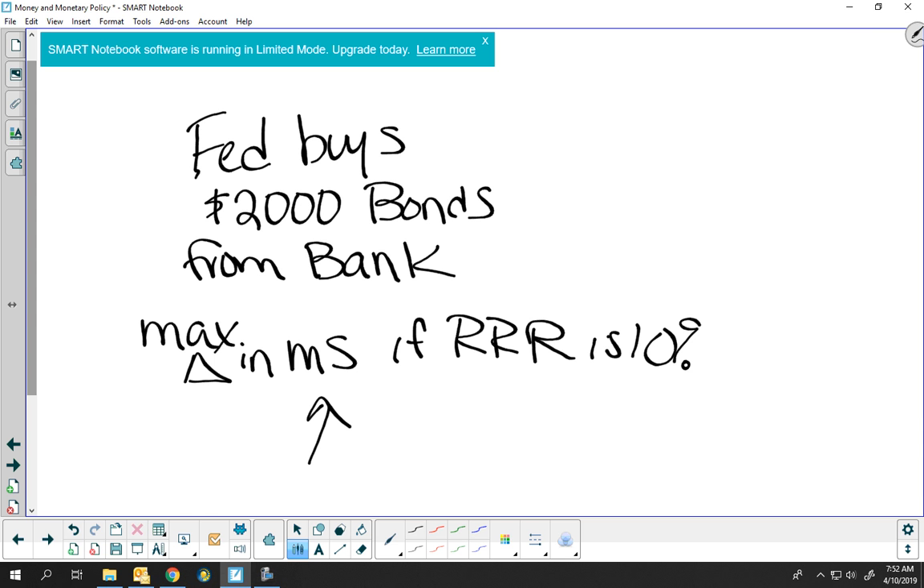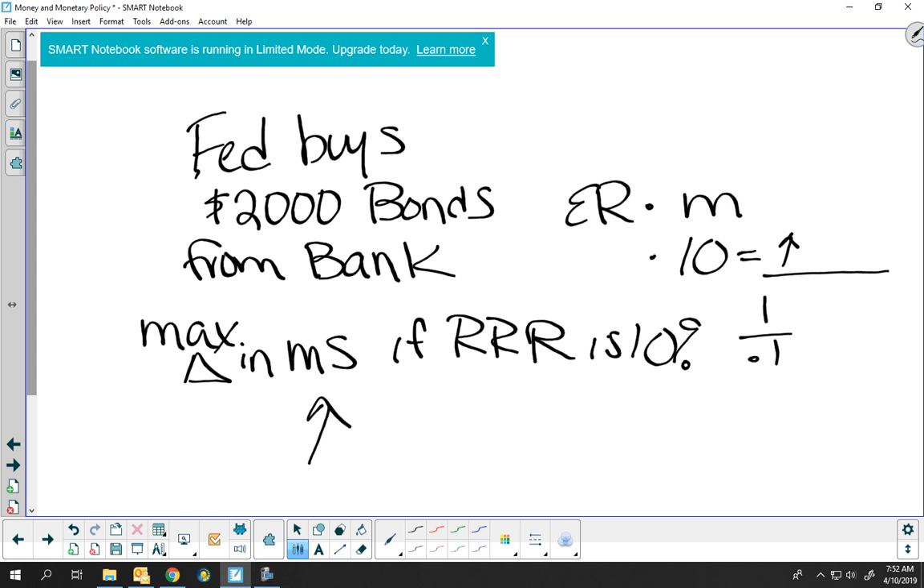Well, let's just find out. So actually, the money supply is excess reserves times the money multiplier. We can figure out the money multiplier. It's 1 over RR, or 1 over 0.1, which is 10. So I'm multiplying something times 10 to give us an increase of some amount of money. The question is, what goes in excess reserves?